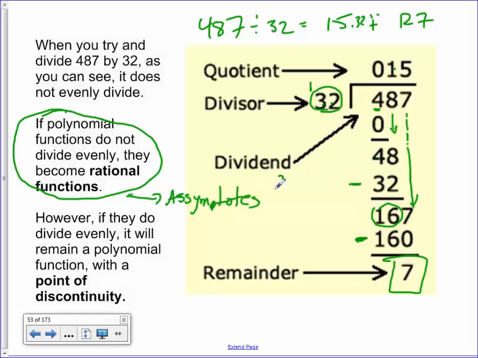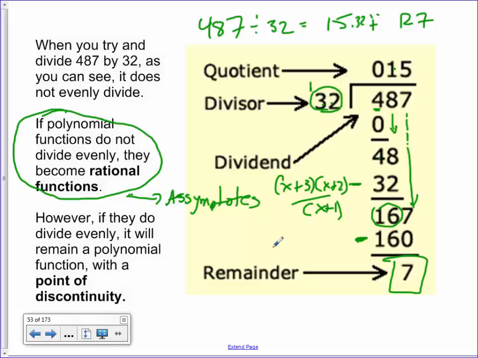Okay. For example, if it was x plus 3 and x plus 2 over x plus 1, does anything actually divide evenly? And you'd say, well, no, nothing was able to cancel. That makes sense? So therefore, you'd expect this graph to have some sort of asymptote.